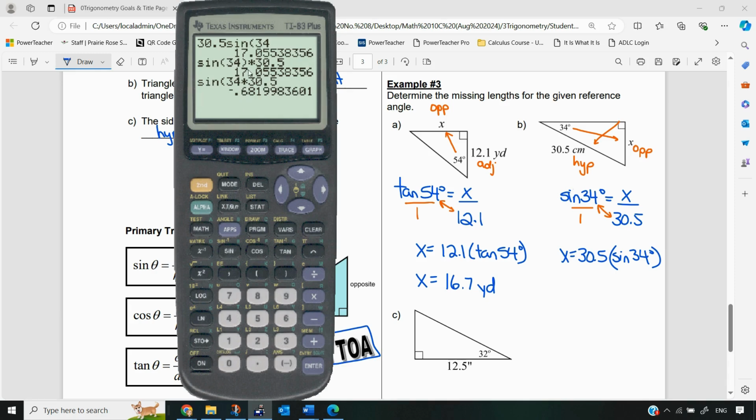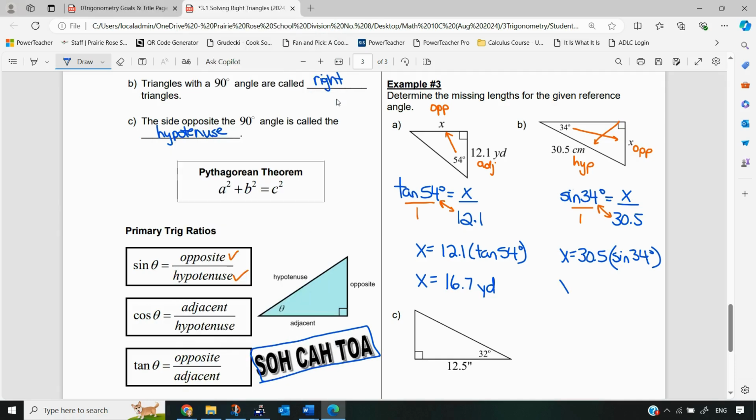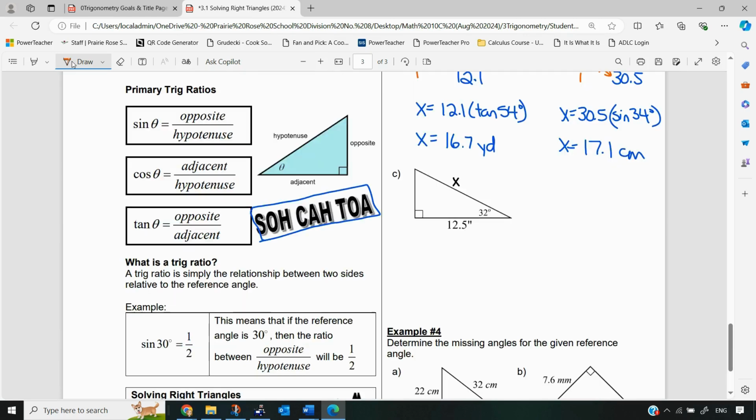All right, so I have 17.055 rounding to the nearest tenth. That's going to be 17.1 and it's 17.1 centimeters. For part C, we're asked to find our hypotenuse, and given our reference angle, 12.5 would be our adjacent. So the ratio that uses adjacent and hypotenuse would be cosine. Setting up our ratio, we're going to have cosine of the angle, so cosine of 32 degrees is adjacent, which is 12.5, divided by the hypotenuse, which is x.